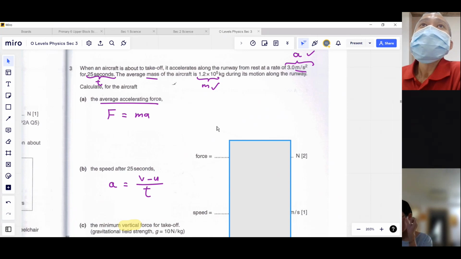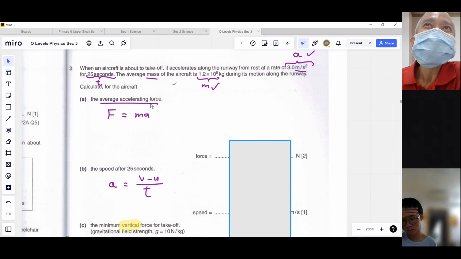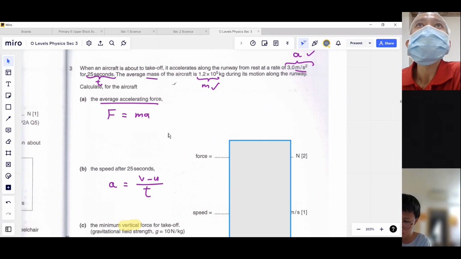Look at the screen. Again, you just have to interpret the question. Alright, for part one, you just use the same formula again. Average accelerating force. Now, in this case, the accelerating force refers to F net that you have to interpret. M, yes, you're given M. Okay. A, oh, you're given here too. Alright, I hope you get that.